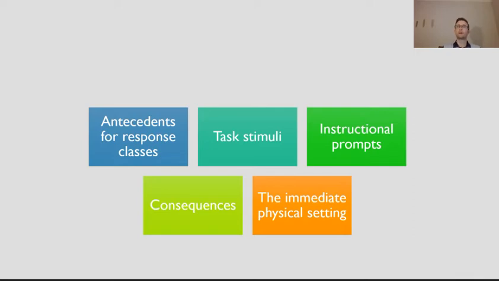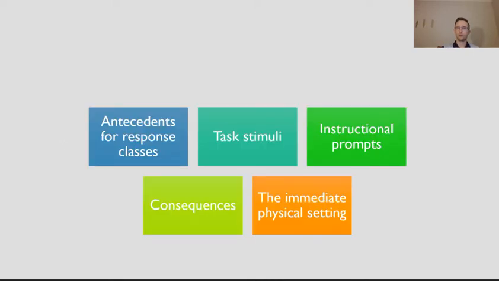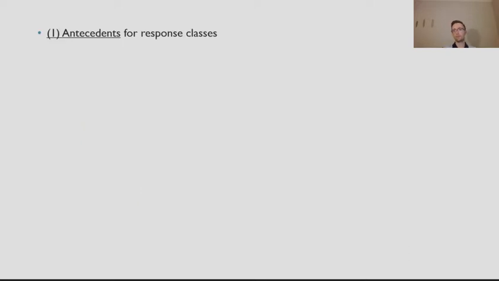In the last video part, we discussed 3 categories of academic skills that could be targeted in an assessment. Now what we're going to examine are 5 categories of classroom stimuli that could be targeted for assessment. The first is antecedents for response classes. So these are those stimuli that control classes of responses.